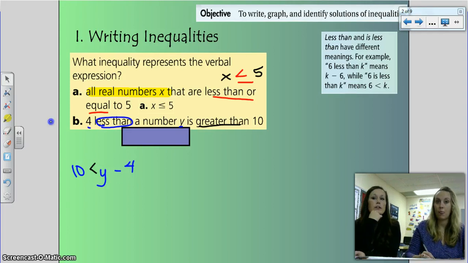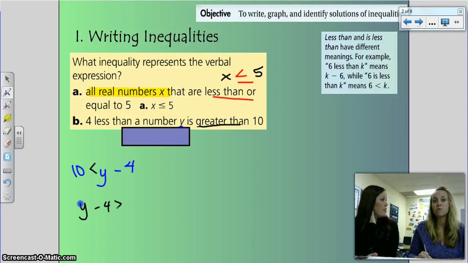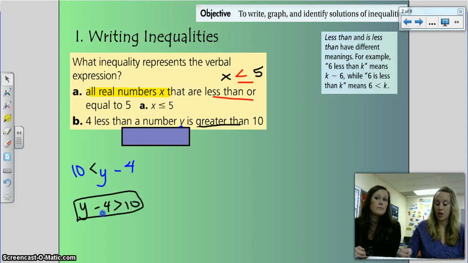But actually what you've written is 10 is less than y minus 4. So wouldn't it be y minus 4 is greater than 10? It's the same thing, but based on the words, I'm wondering if we need to do it that way. I concur. But either way, it still makes it true.